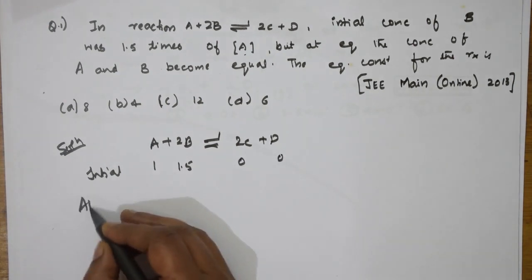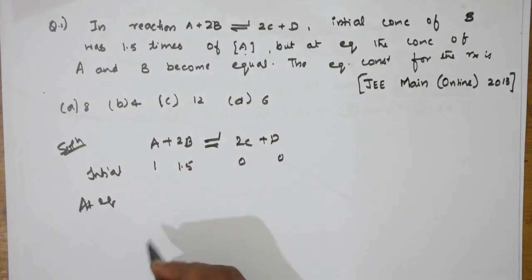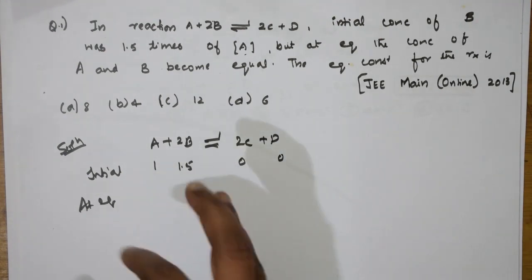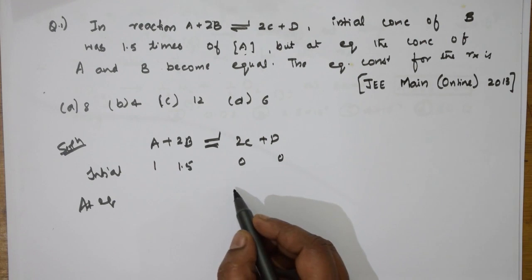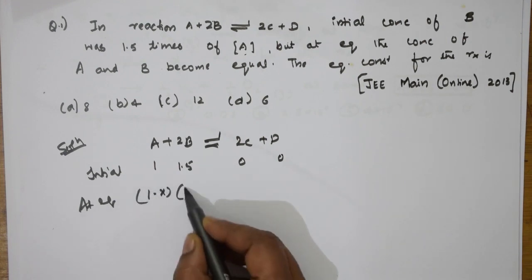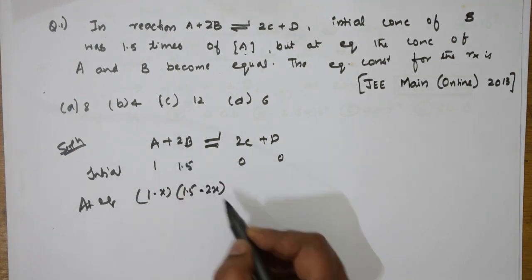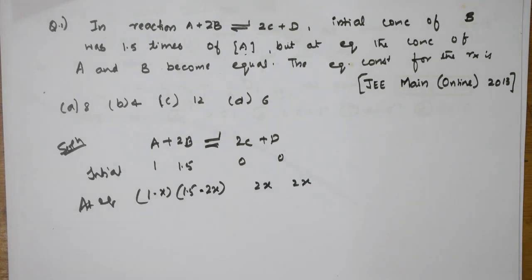Then at equilibrium what happened? They said that at equilibrium the concentration of A and B are equal. That means B is already 1.5, so a part of it has dissociated. X is the part which is dissociated. Then at equilibrium, A becomes 1 minus x, right? B becomes 1.5 minus 2x. Why? Because it is 2 moles here. And C will become 2x, D will become x, right?